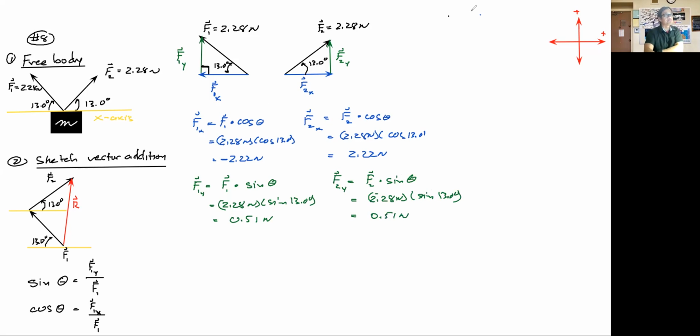If you take a look at the y component of F1 and the y component of F2, they're both pointing up. We said up was positive, so both of these vectors end up being positive, and you leave it that way. This is what we discussed in class, and we now have these here.